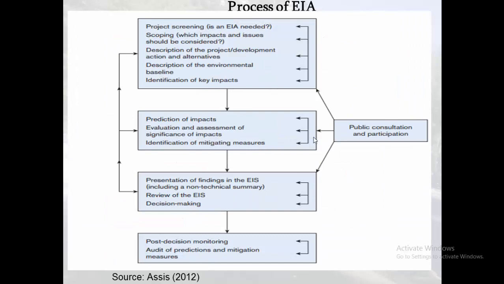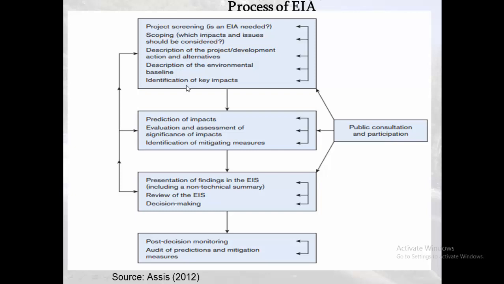The process of the environmental impact analysis has been shown in this book, and this diagram is taken from it, 2005.